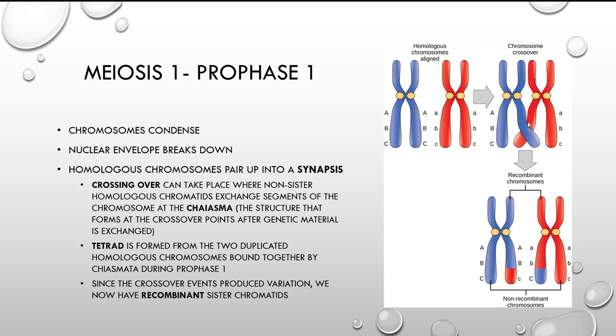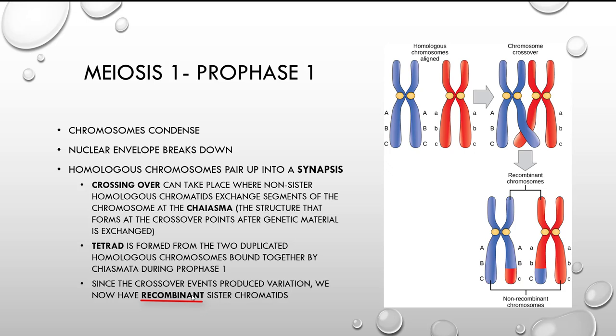Now this can happen at multiple locations. It can happen up here, it can happen over here. These two can switch too. So it doesn't have to happen at just one location, this crossing over event. And when it's done, we can have little segments of different DNA on each of the sister chromatids. And so when we have that, it's called recombinant sister chromatids.